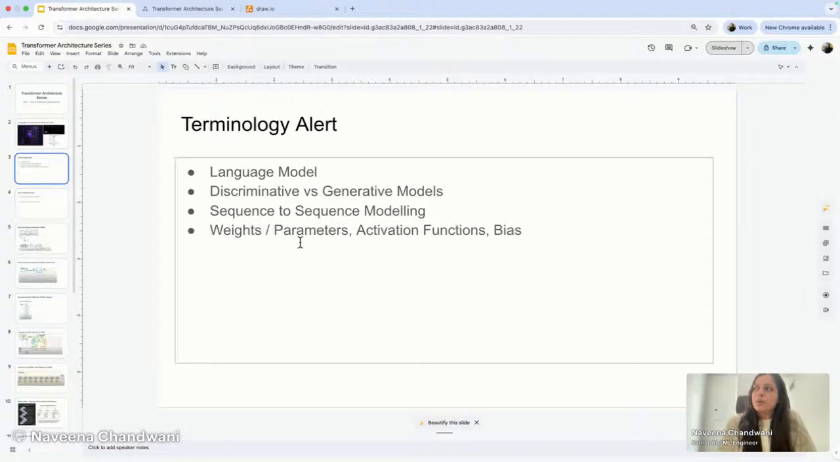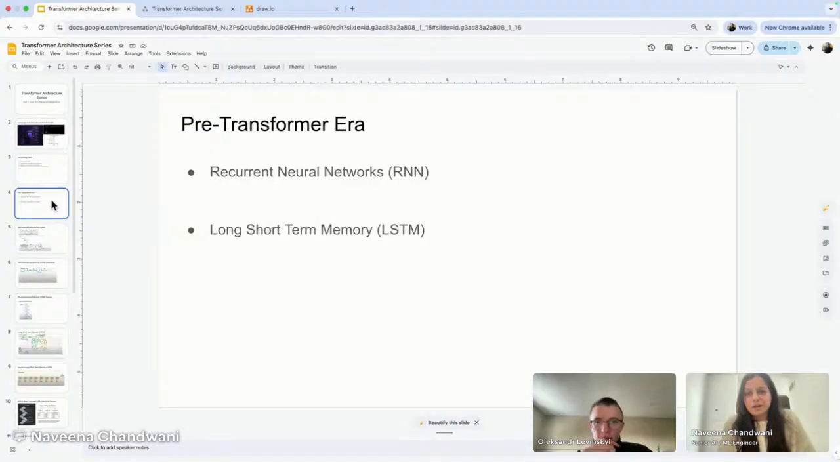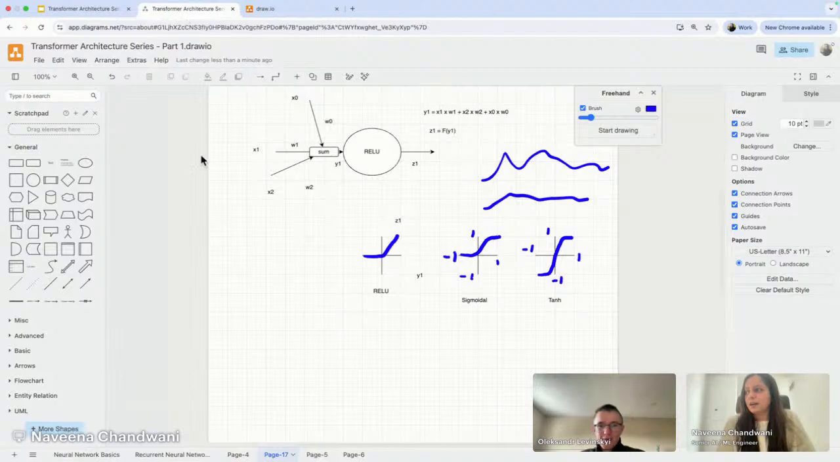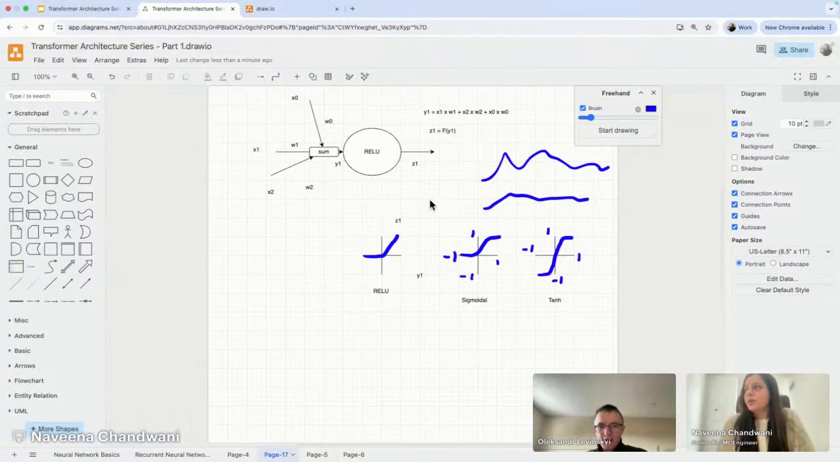Okay, so we've covered all our basic terms and we're ready to deep dive into our next section, which is the pre-transformer era. And here we had these two main architectures, and these are still used, by the way. They're still very popular, but let's see why they were not really so good in scaling and in terms of language models. So the first one here is RNNs, and we're going to be quickly talking about this one as well.